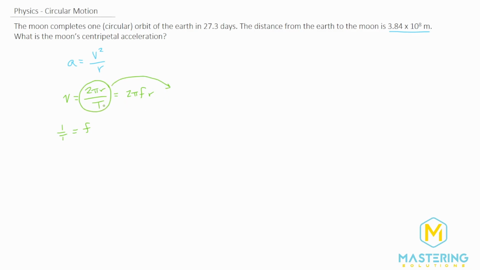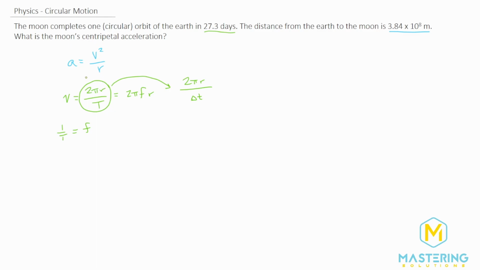And what we could actually do is substitute T for the time. So we have 2 pi times the radius over the change in the time. That just applies to this question because the time that they give us, 27.3 days, is the period. The period is how long it takes to do one complete revolution. So we could leave it as T, or we can change it to delta t. It means in this question the exact same thing.